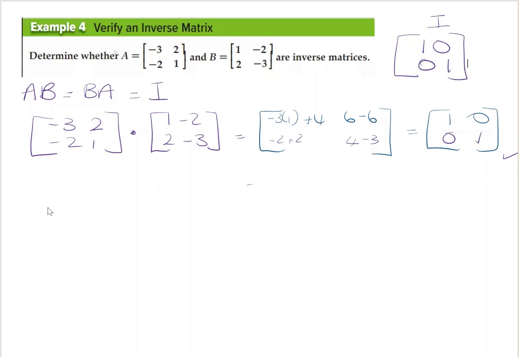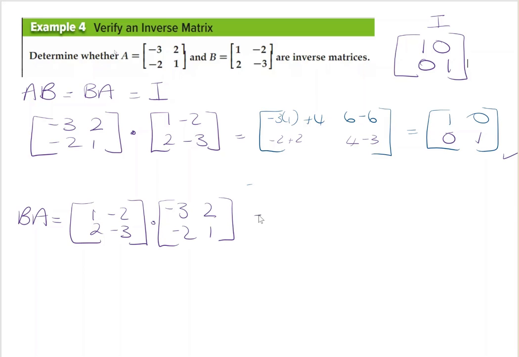So now we're going to multiply B times A. So B times A. So 1 minus 2, 2 minus 3. And minus 3, 2, minus 2, 1. So minus 1 times minus 3, so this is minus 3, and minus 2 times minus 2 is plus 4. So minus 3 plus 4 is going to be 1.